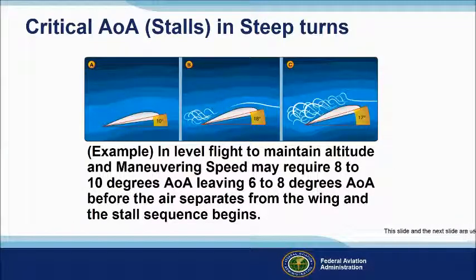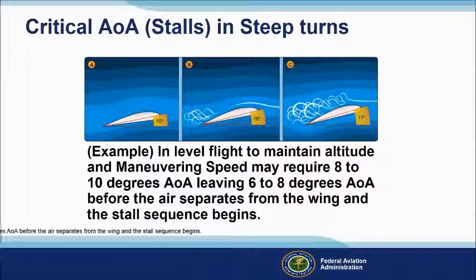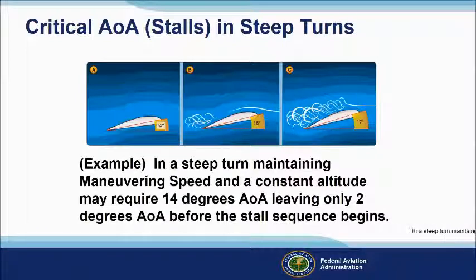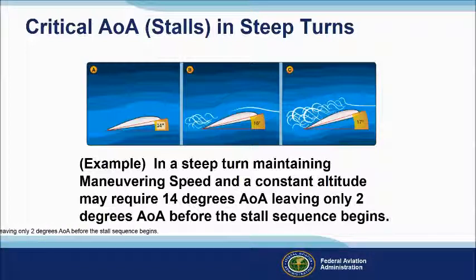This slide and the next slide are used in combination to show the difference in AOA being established in level flight versus steep turns, Block A. In level flight, to maintain altitude and maneuvering speed may require 8 to 10 degrees AOA, leaving 6 to 8 degrees AOA before the air separates from the wing and the stall sequence begins. In a steep turn, maintaining maneuvering speed and a constant altitude may require 14 degrees AOA, leaving only 2 degrees AOA before the stall sequence begins.